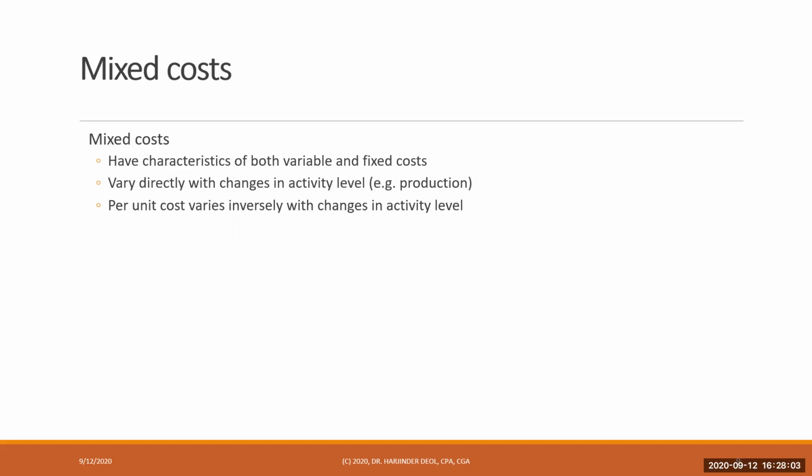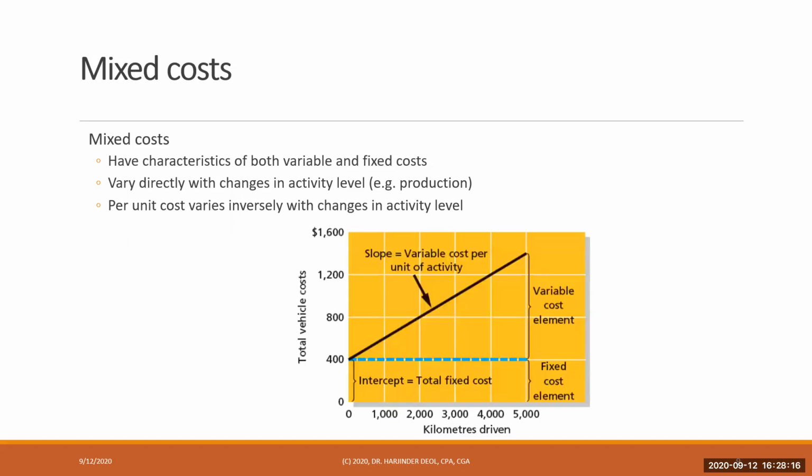So when you look at the average cost per unit for a mixed cost, the average cost per unit falls as more production volume is generated. On a graph, it takes this kind of a shape. At zero production level, in this example of total vehicle costs in response to the number of kilometers driven, you would notice that even when the vehicle is not driven at all, there is a certain cost. There's $400 of vehicle costs.